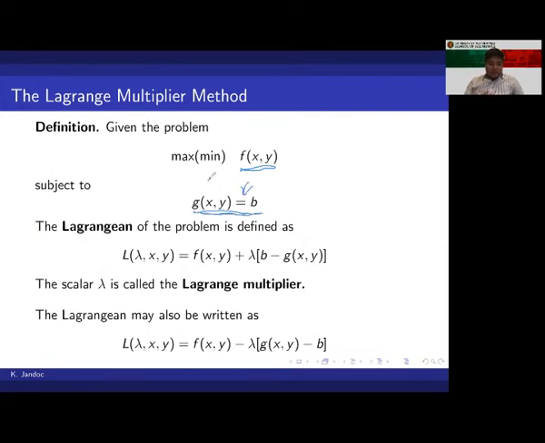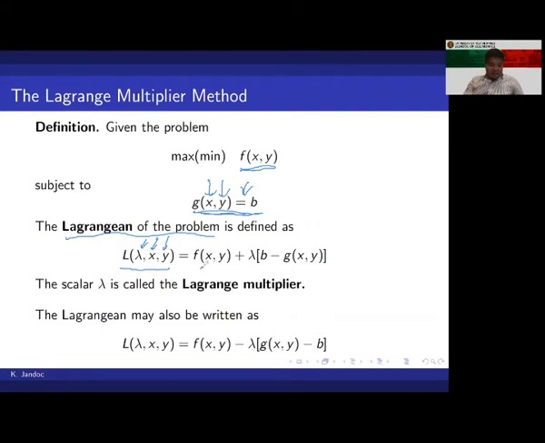Now the constraint can be a function of x and y, and it's not necessarily linear, it's a function g. Okay? So now we define what's called the Lagrangian of this problem. The Lagrangian is a function of three arguments: you have lambda, you have x, and you have y.